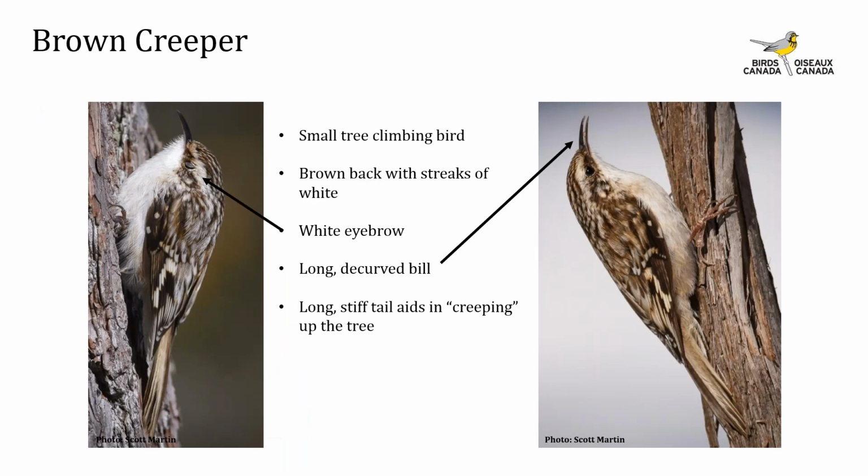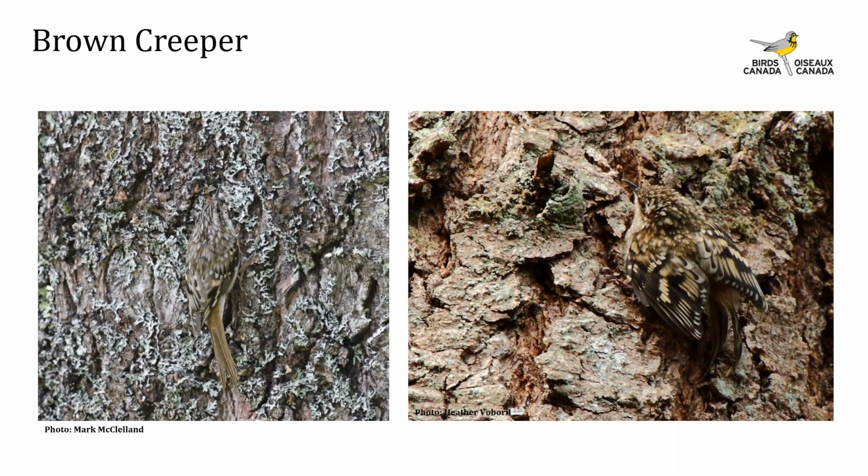Our next bird is the brown creeper. It's a small tree climbing bird with a brown back with extensive white streaking throughout, and that provides excellent camouflage against the tree. They have a white eyebrow with a long V-curved bill and a long stiff tail that provides support as they move their way up the tree. The males and females are identical. The greatest feature of the brown creeper is the reaction when they're threatened. They completely stop moving and lay flat against the tree, and that makes them nearly invisible against the bark.